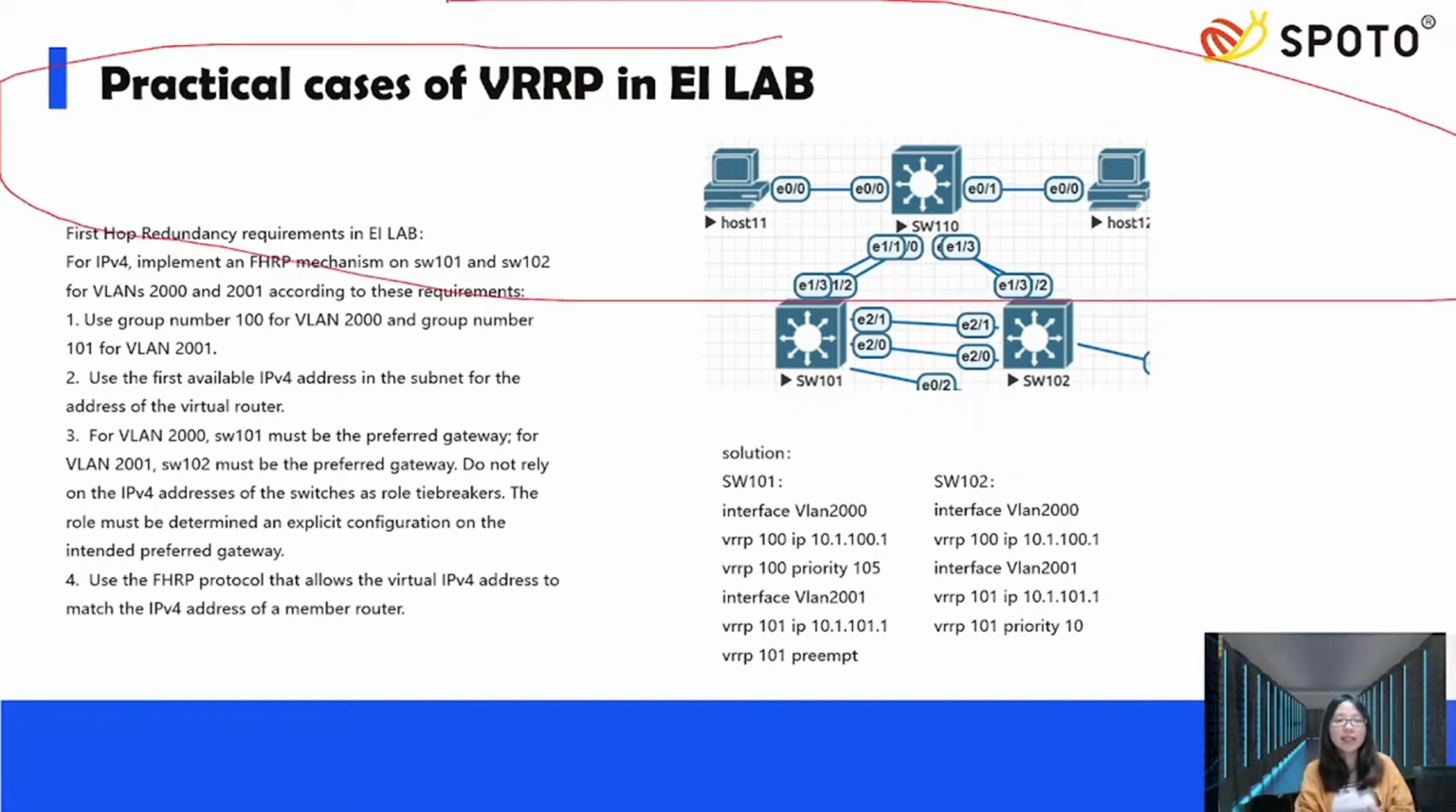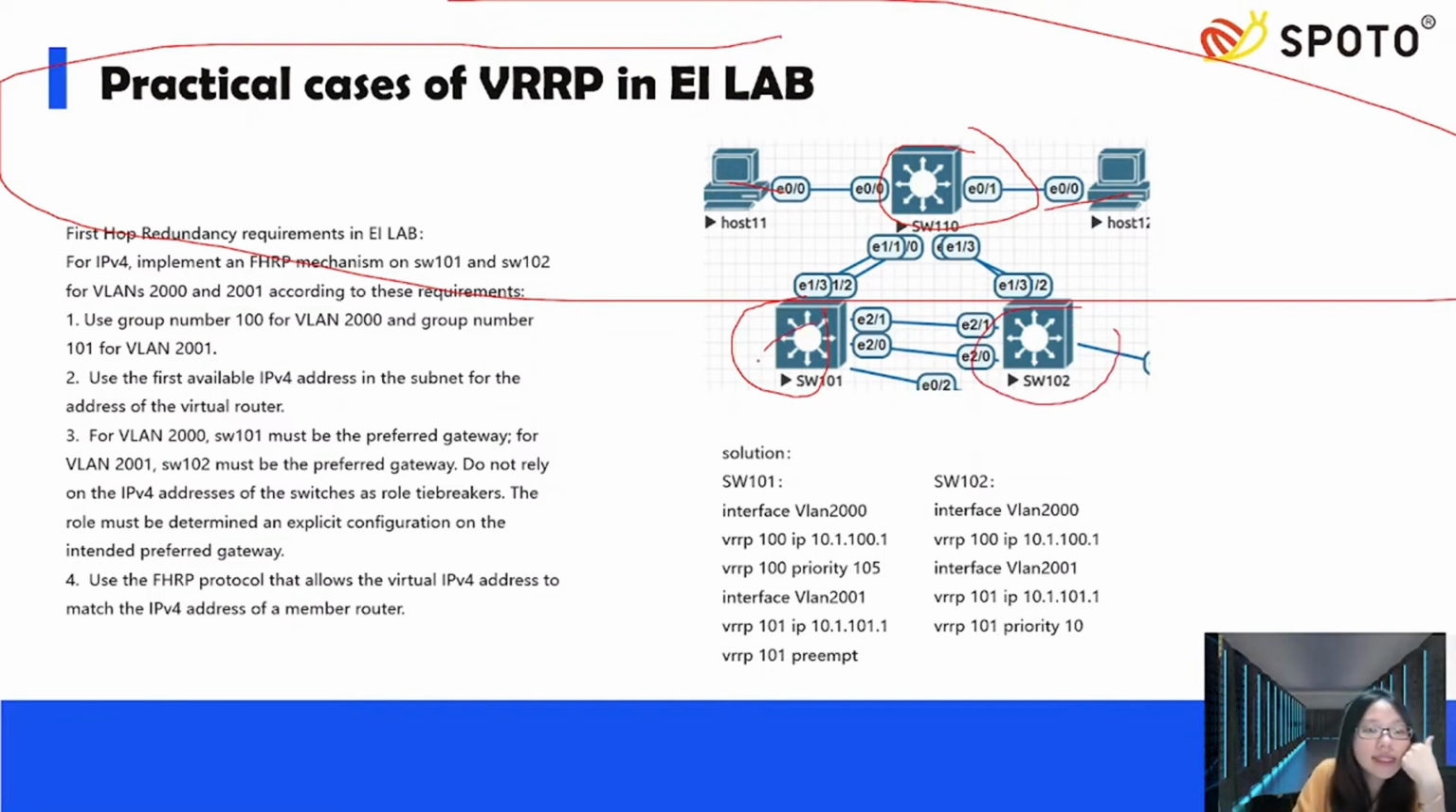This is the VRRP requirement in the EI Lab. You can read the requirement. Let's continue to see the EI Lab requirement about VRRP. You can see host 1, host 11, and host 12 link to switch 110, the access switch. And switch 101 and 102 belong to the core switches.